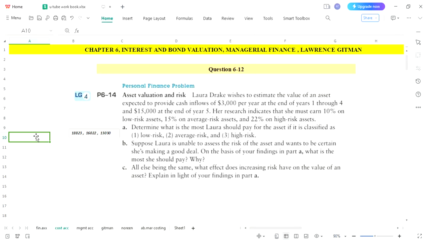Hey guys, hopefully everyone is doing well. Today's target is to solve question number 6.14. The chapter which we are related with is Interest and Bond Valuation, Managerial Finance by Gitman.